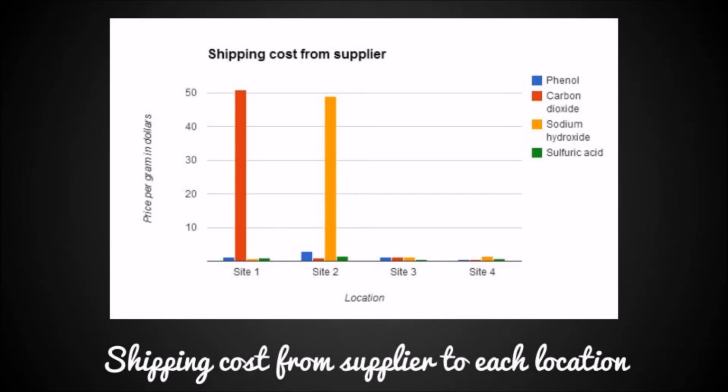This graph shows the shipping cost from supplier for each material. At Site 1, the most expensive is carbon dioxide, while everything else is barely anything. At Site 2, the most expensive is sodium hydroxide, while again everything else is barely anything. At Site 3, there are very low costs, and at Site 4, the costs are also really low.